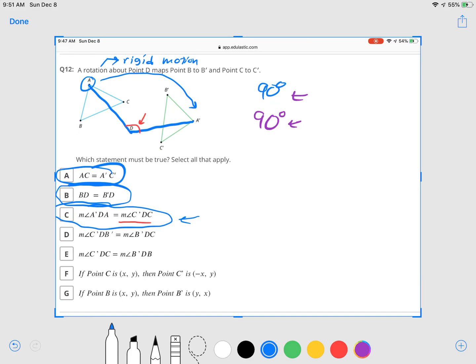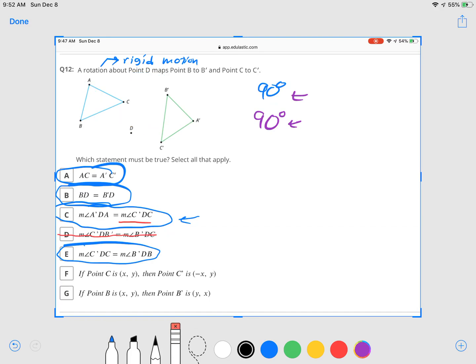Okay, let's skip D for now. That's not going to be an answer. You know what, actually, I won't even talk about it. Let's just go to E. So E is true, and it's for the same reason. So if we highlight it really quick, C prime is here, so C prime D C. Okay, so the question is, what is this angle? Well, that's whatever the angle of rotation was. So if they told us to rotate 100 degrees, then that's 100 degrees.